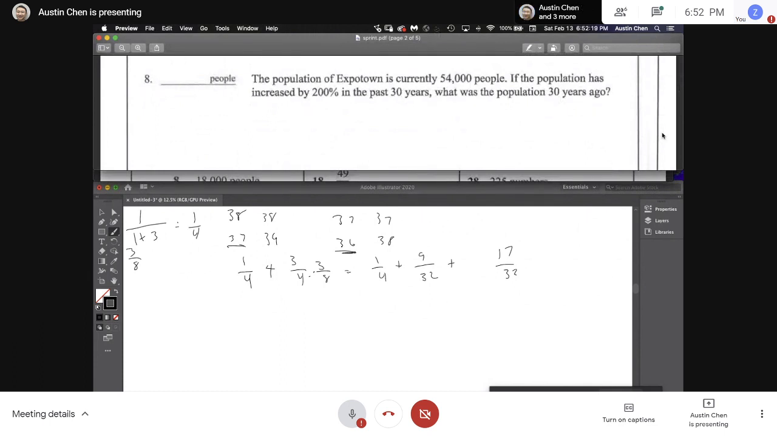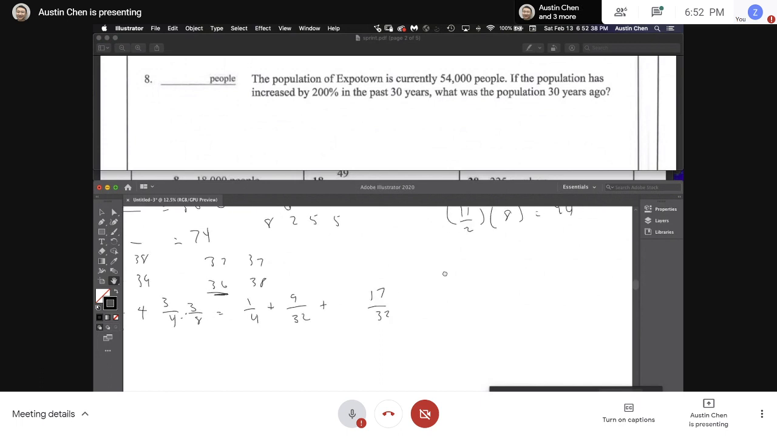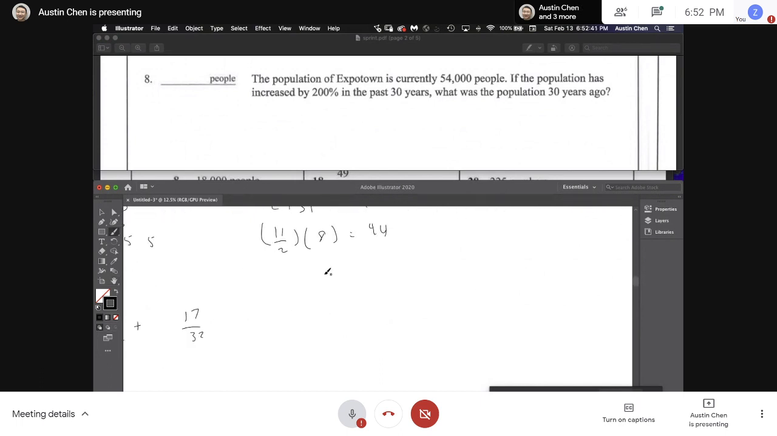The probability, or sorry, the population of Expo Town is currently 54,000 people. If the population has increased by 200% in the past 30 years, what was the population 30 years ago? Okay, so basically, we just have X, the population that was 30 years ago, and it was increased by 200%, right?